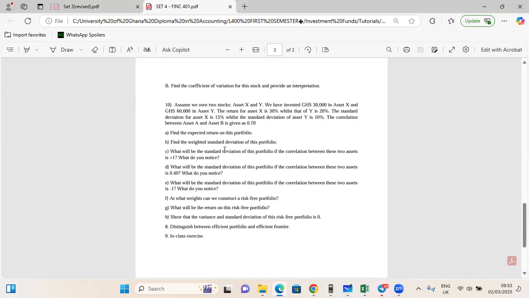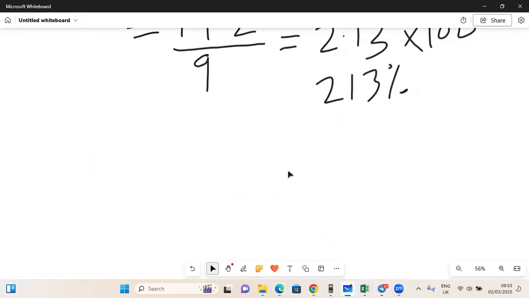Remember: the expected return is the weight of X times the return of X, plus the weight of Y times the return of Y. So that's what we are coming to do now. First, let's find the weights, because they've given us the returns already.